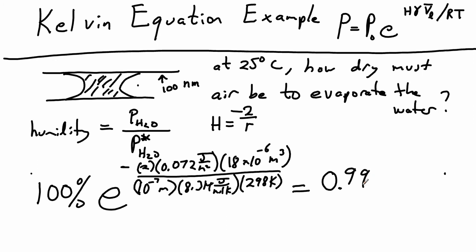being just under 100% humidity isn't enough. We actually have to reduce to 0.99 before we get any evaporation at all. In fact, if we were somewhere between 0.99 and 100% humidity, say 0.995, water would actually condense instead of evaporating.